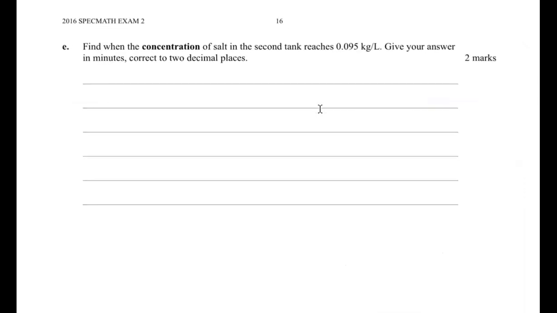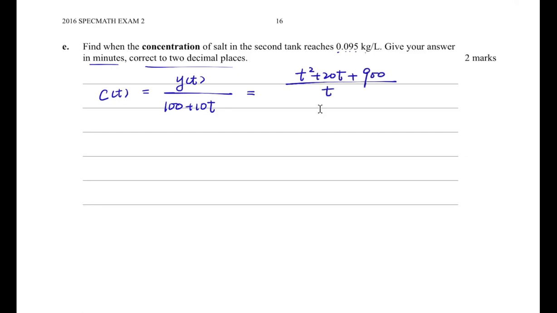Right. Last part. Find when the concentration of the salt in the second tank reaches 0.095 kilograms per liter. Give your answer in minutes, correct to 2 decimal places. So the concentration is y. Actually, I should write the concentration as a function of time: y as a function of time divided by the volume. So the volume is 100 plus 10t, isn't it? So you should have (t squared plus 20t plus 900) divided by (t plus 10) squared, if I'm not mistaken. Let me have a look.